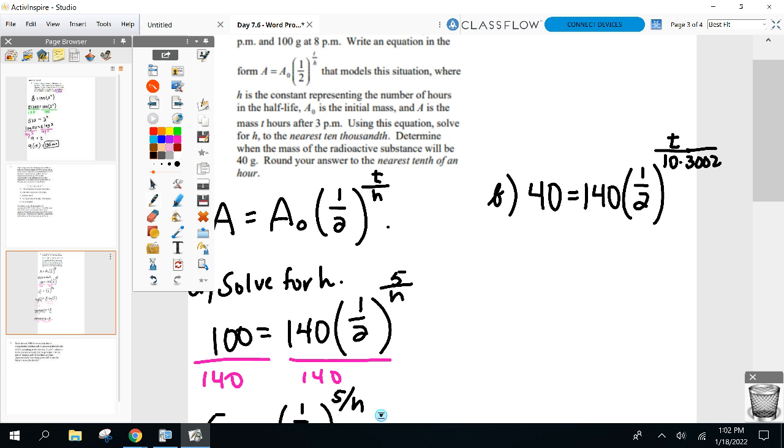Molly, how do you know the 40 is A? Okay, again, A is the mass, T hours after 3. So I'm trying to determine when the mass is 40, at what time. So that's my new ending value, 40. I just need to figure out what time I got there, or how many hours. I don't need to figure out the actual clock time, but how many hours.